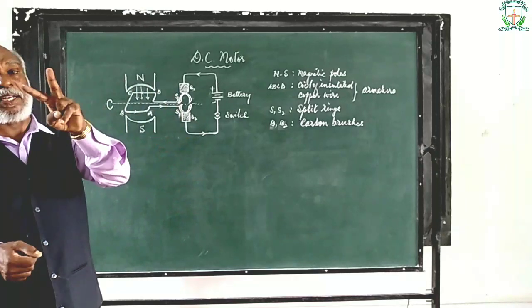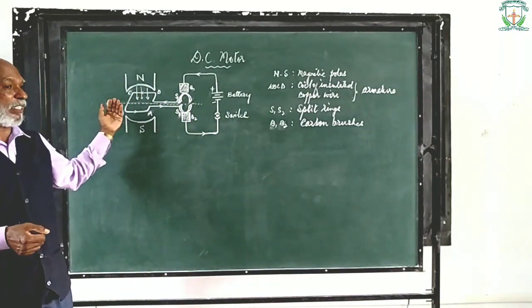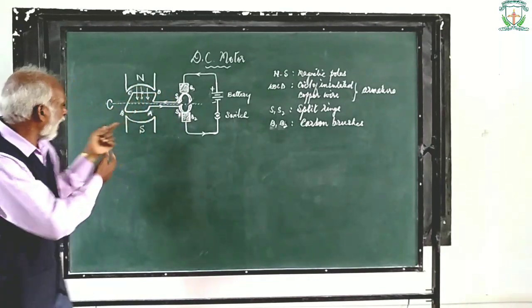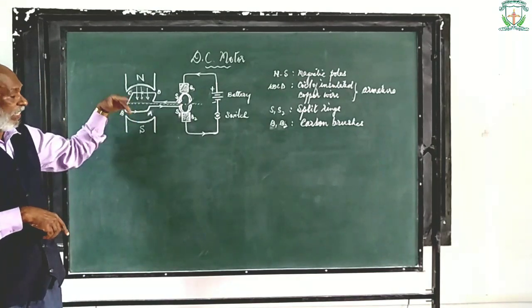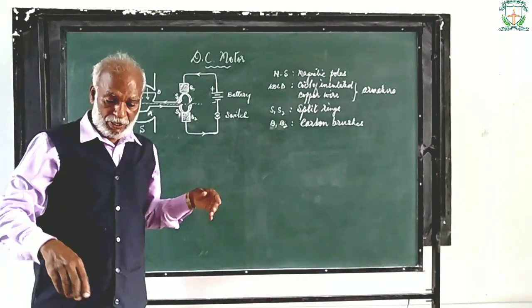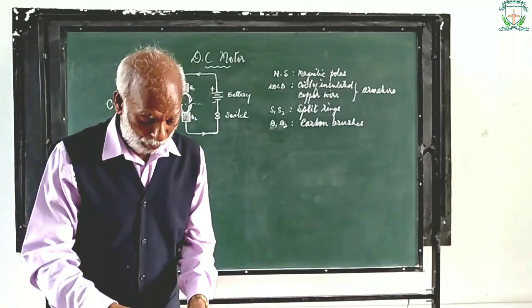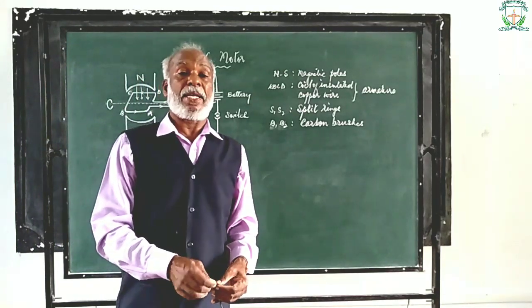Thus, a cycle is completed, and as long as the current flows through the armature coil, the coil keeps rotating in this direction. Thus, electrical energy gets converted into mechanical energy. So a motor is a device which converts electrical energy into mechanical energy.